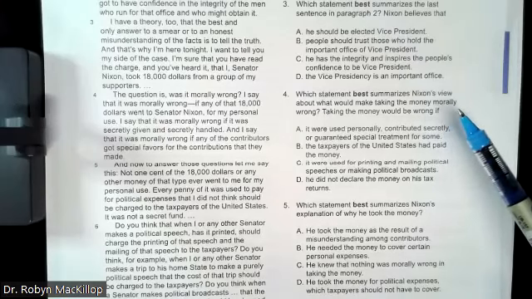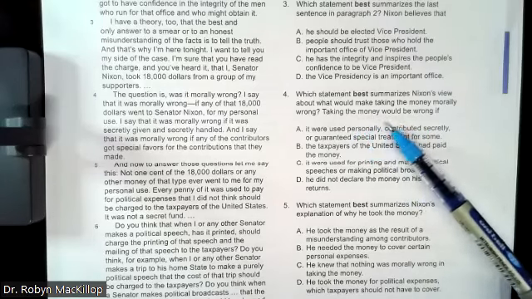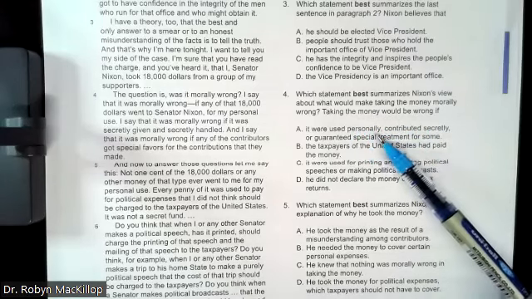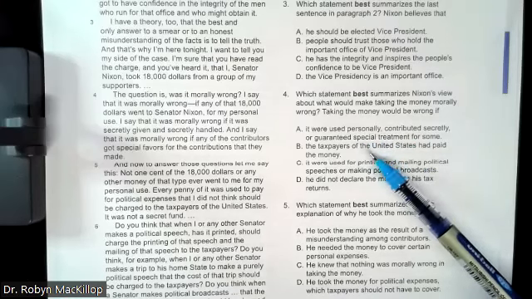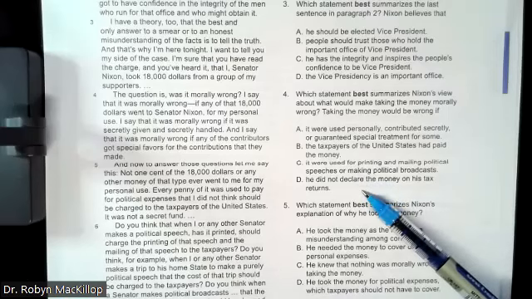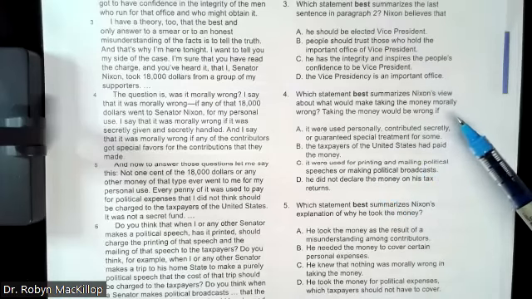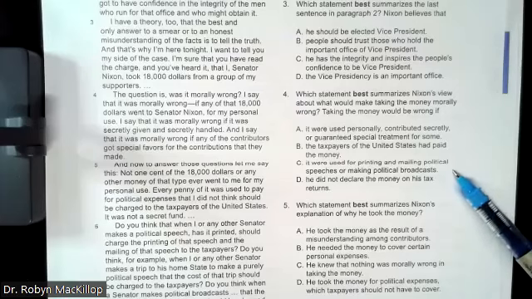This is a poorly written sentence. This is the part you need. Taking the money would be morally wrong if it were used personally, contributed secretly, or guaranteed special treatment, if the taxpayers had paid it, if it were used for printing and mailing, or if he did not declare the money on his tax returns. So he thinks it would be wrong to take that money if, which one of these did he say would have been bad?